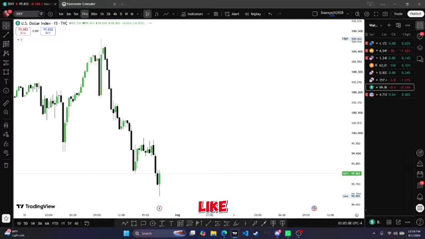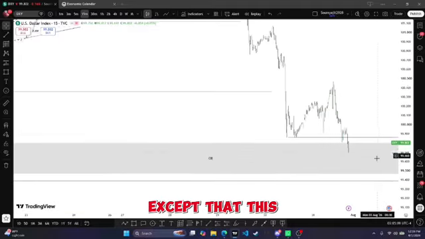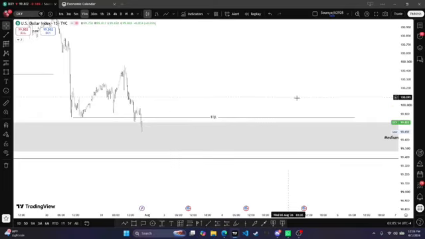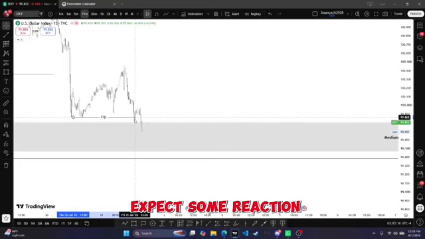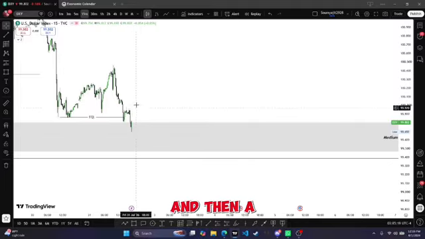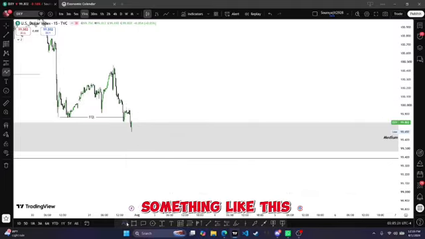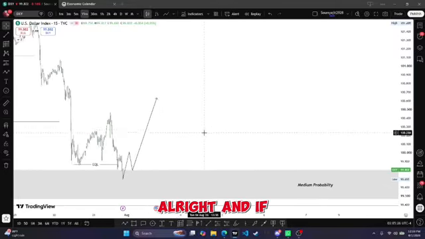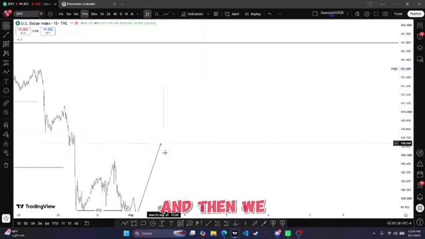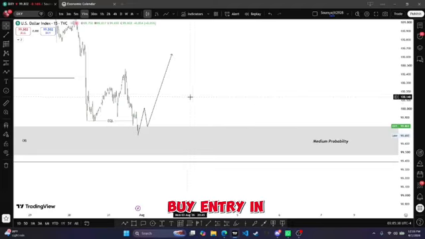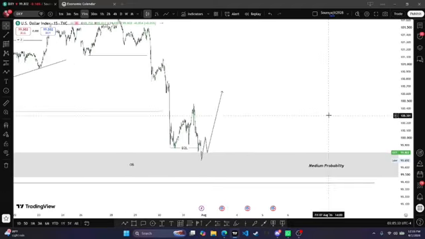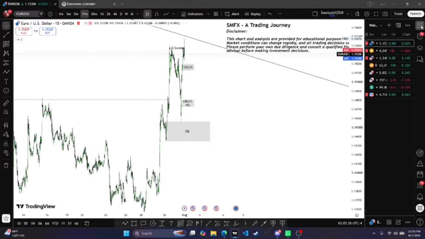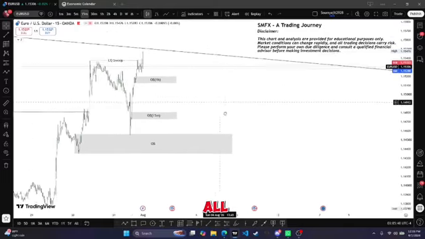And for DXY in particular, there is nothing much happening there except that this liquidity got taken out and now we are mitigating into the order block area. So we may expect some reaction above this zone and then a sweep and break of structure above, something like this, retracement and then upward. All right. And if this high breaks, then we are bullish and then we can take a buy entry in longer term from over here. All right. That's all.